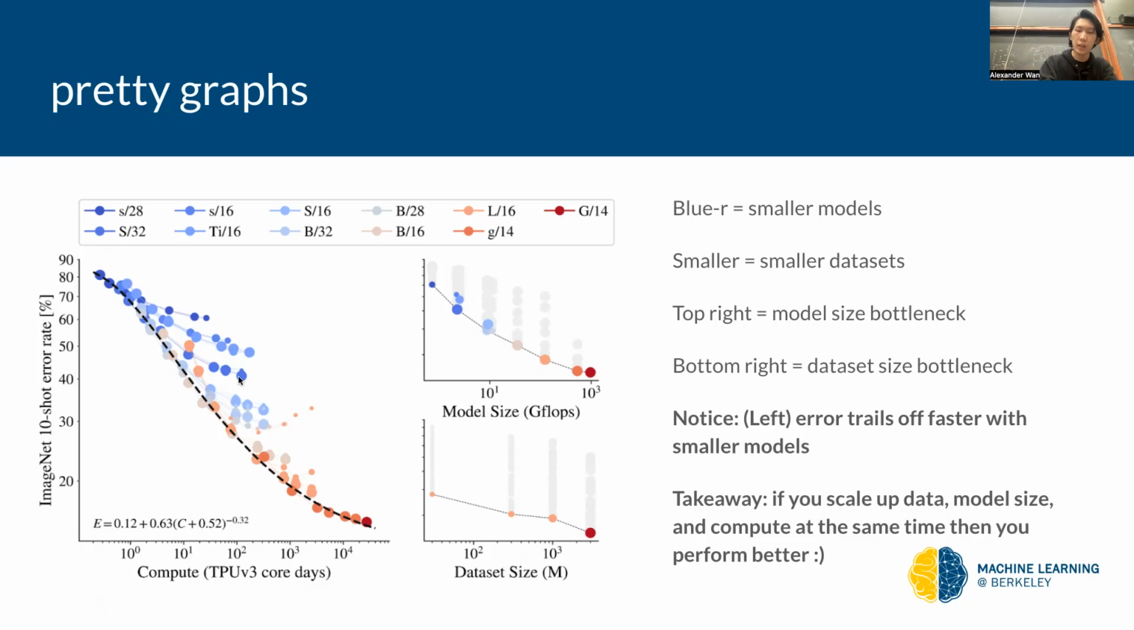And then on the bottom right, if you have a large enough model but not enough data, so this tiny thing right here, so you have a pretty large model but a pretty small dataset, then it tends to level off as well. So yeah, if you scale up the three factors at the same time, data, model size, and compute, then you perform better, which is pretty cool.